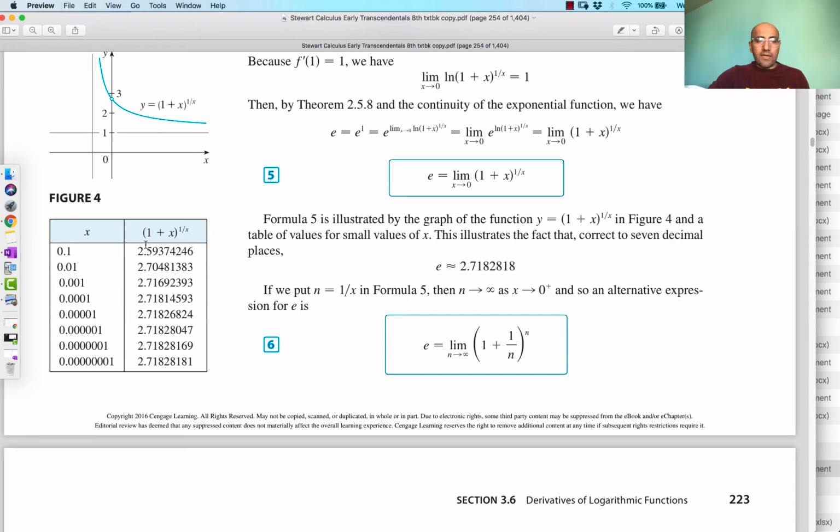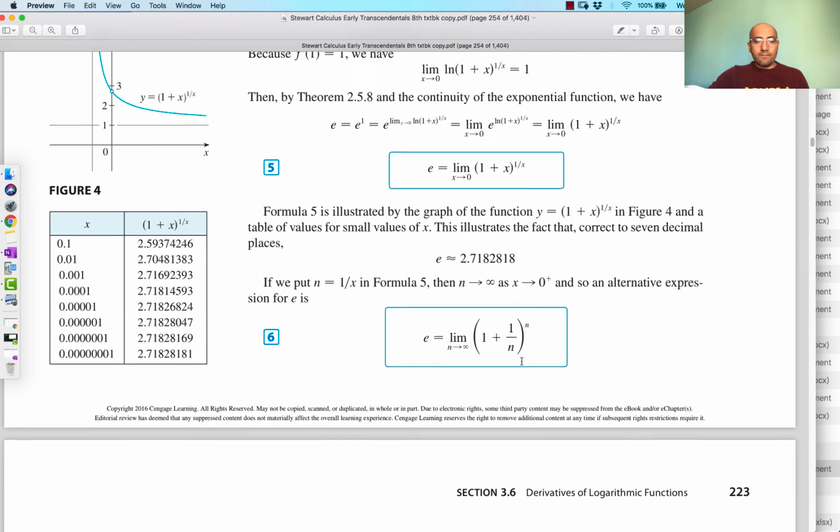Here's a little table that kind of shows why that's true. If you just put it on an Excel sheet file or something, you can see how this, as x approaches 0, will approach the number e. And you can do the same sort of thing with this one.